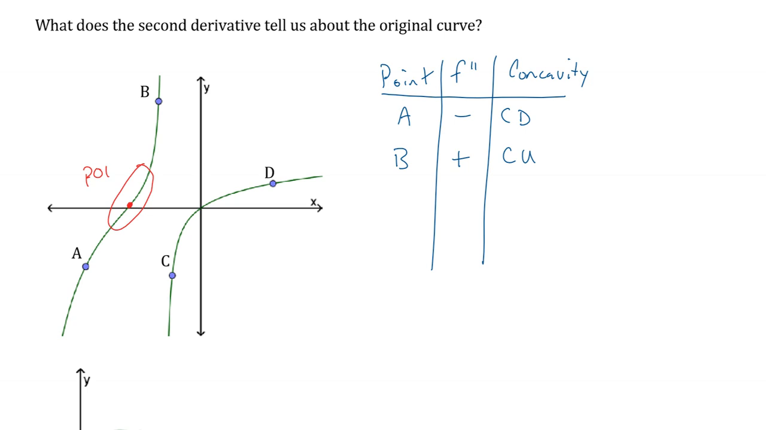Okay, what about C? Is this a graph of the second derivative? No, this is just a function. Is this function at point C concave up or concave down? Concave down. Which means the second derivative would be negative. And what about D?